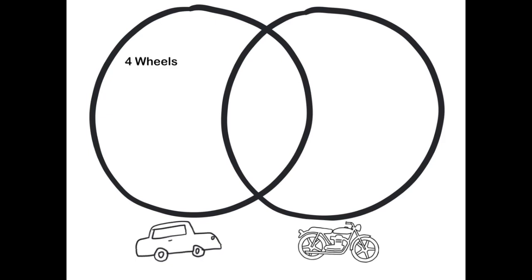I'm going to put the facts about a car on the left-hand side. So I'm going to write things like they have 4 wheels, they have a steering wheel, and cars have windows. On the side of information about the motorcycle, I'm going to put that they have 2 wheels, they have a throttle, and they have handlebars. Those are things that motorcycles have that cars do not.